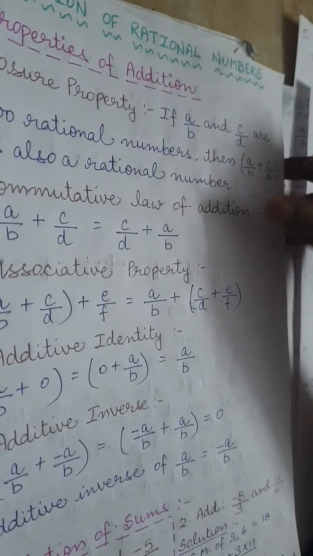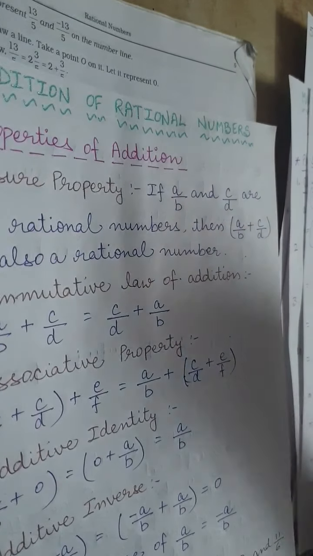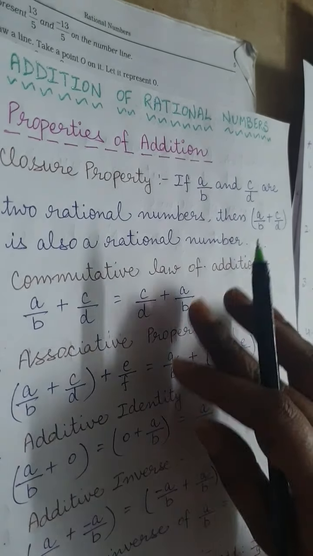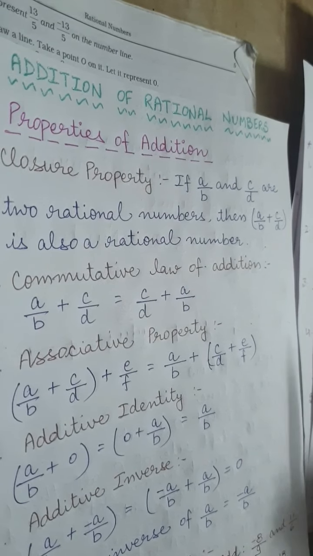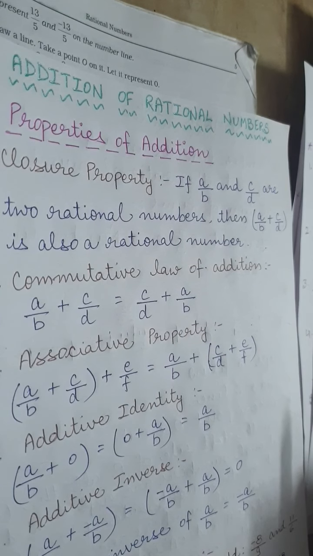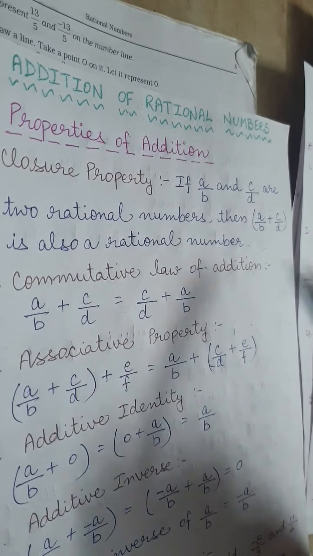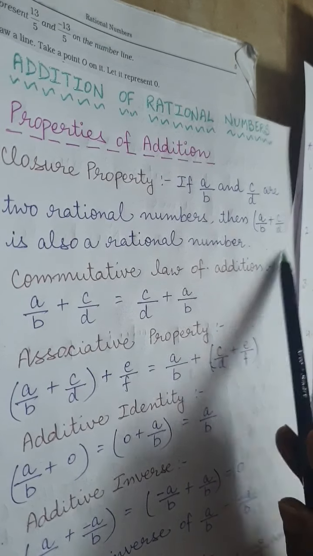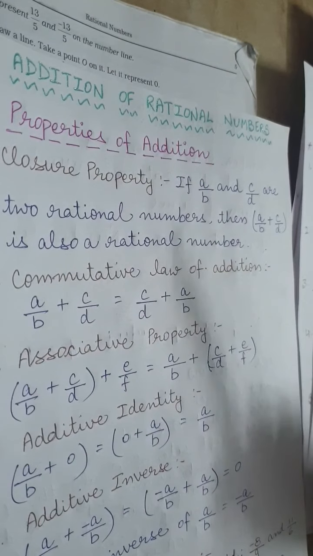Addition of rational numbers is simple. If we are adding rational numbers, then it is addition of rational numbers. These are the properties of addition. First is the closure property, which means if we are adding two rational numbers, then the resultant will also be a rational number. If we add two rational numbers, then their sum will also be a rational number.